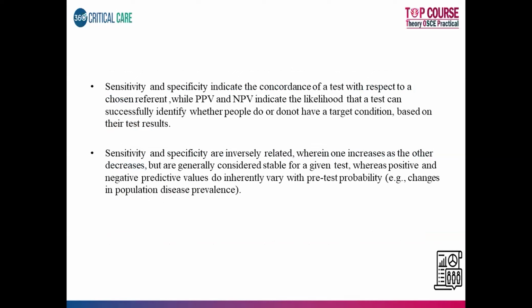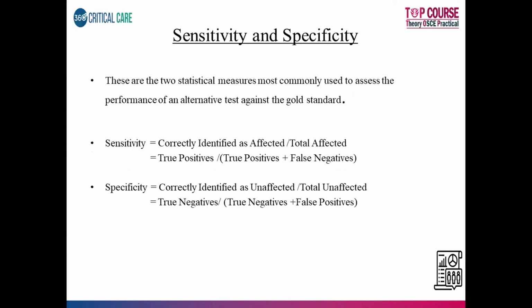Usually sensitivity and specificity are inversely related, wherein one increases as the other decreases, but they are generally considered stable for a given test. Whereas the positive and negative predictive value inherently vary with pretest probability, that is any changes in population or disease prevalence.